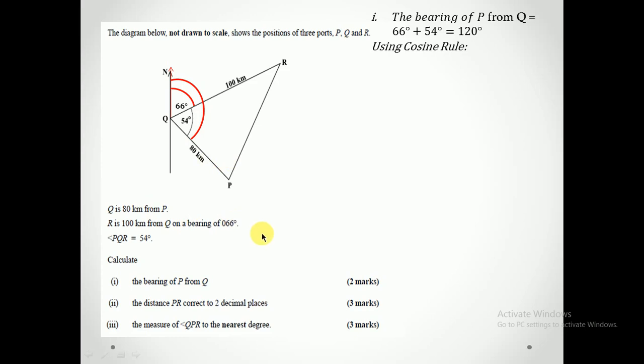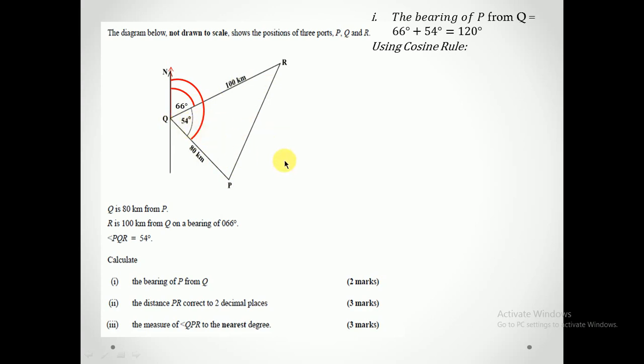Now they said to calculate the distance PR correct to two decimal places. So remember now, given a particular triangle, what we want to do is ask ourselves a few questions. Now, is this triangle a right angle triangle? Well, no, it's not. So therefore means that we should either be thinking about the cosine rule or the sine rule. Now, do we know a side and its opposite angle? We know two sides, but we don't know the angles that are opposite to these two sides. And we have this one angle here, which is 54 degrees, but no side. But that's the side that we want to find.